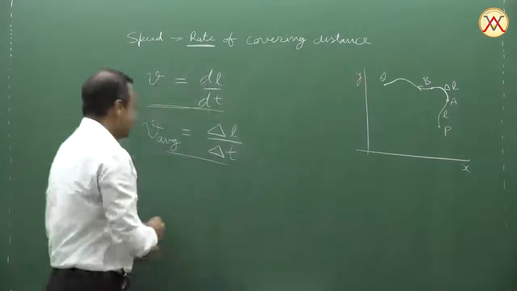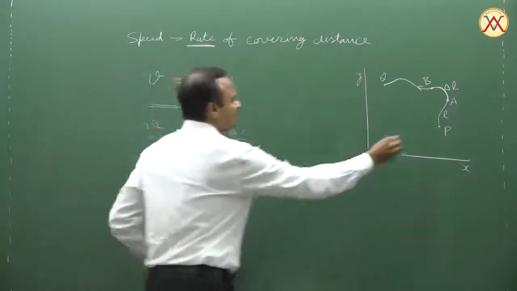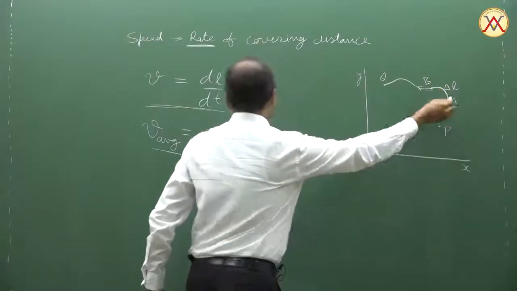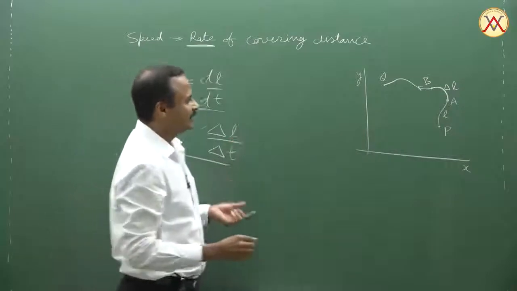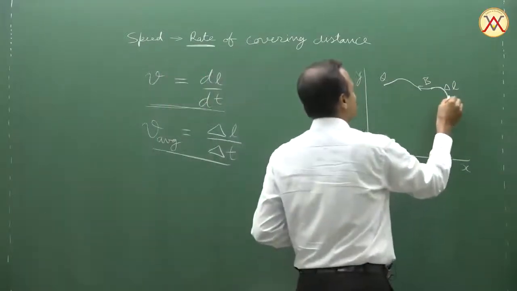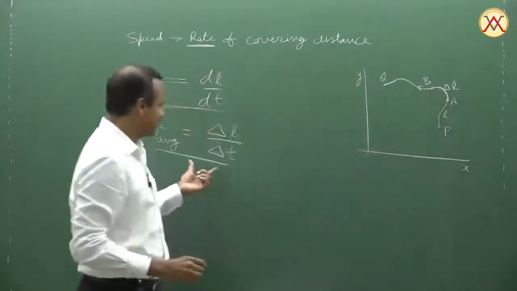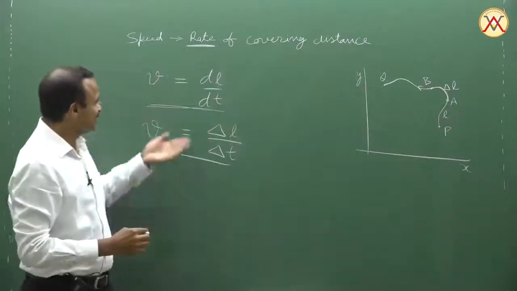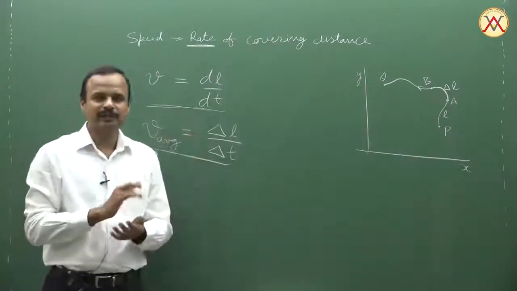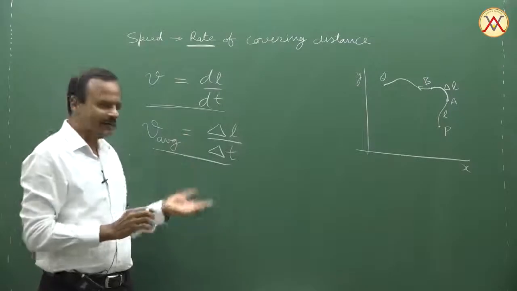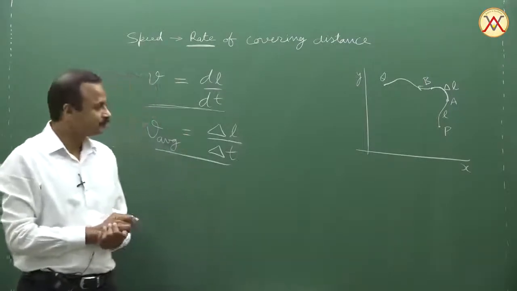तो हम कहेंगे कि एवरेज स्पीड for this duration is delta L divided by the time taken to reach from A to B, which is delta T. So this is the meaning of instantaneous speed and average speed.